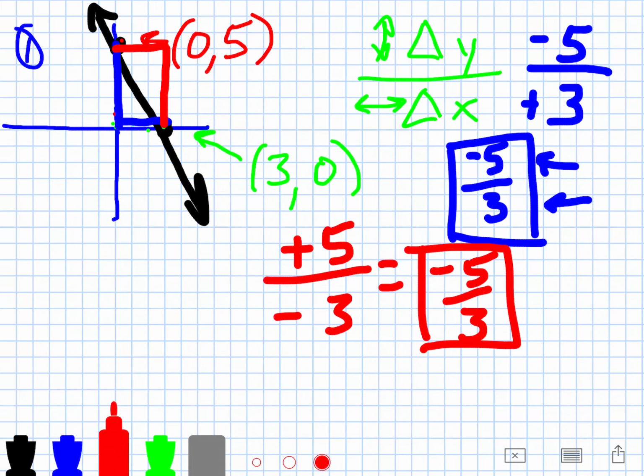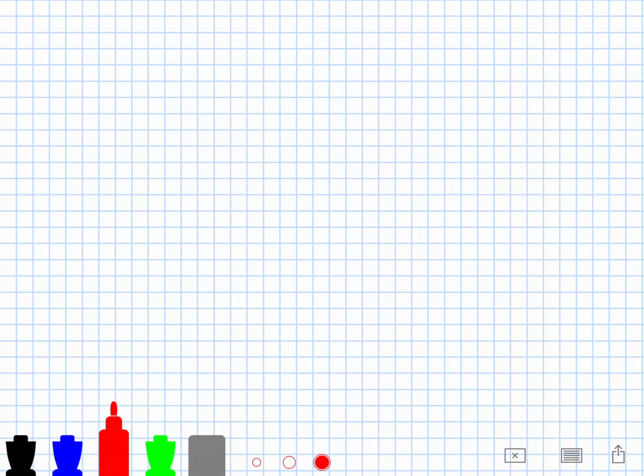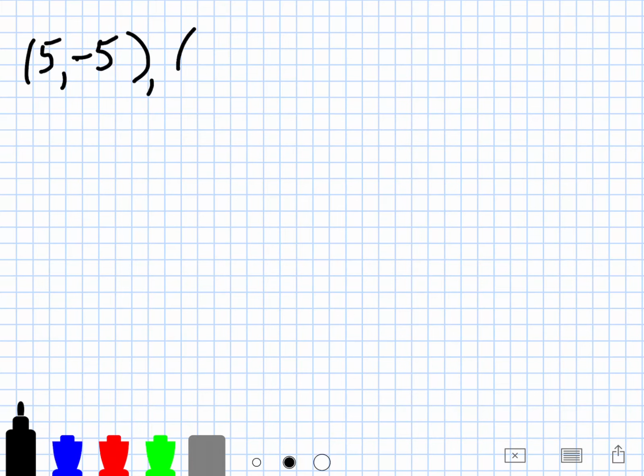Number 7 is all about using the formula for slope. So starting at number 7, I have 2 points: 5, negative 5, and negative 12, 19.